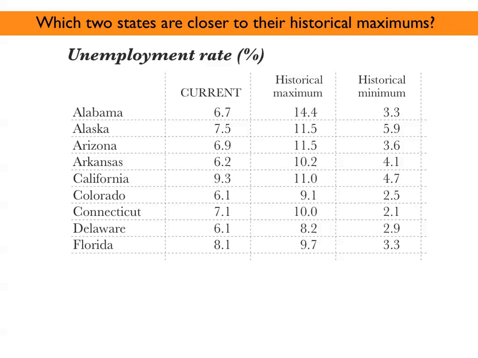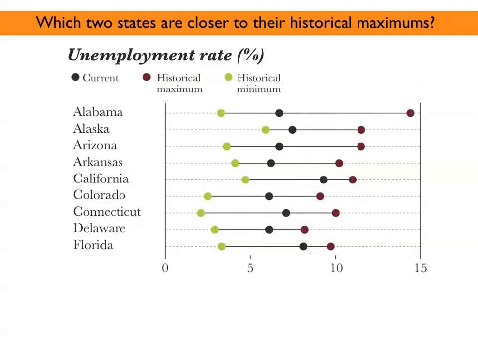And as I said before, our main goal as information graphics designers is to anticipate what users will likely try to do. So what about if we encode the data using a chart? Now it is easier to answer the question, isn't it? Of course it is. California and Florida are the states that are closer to their historical unemployment maximums.